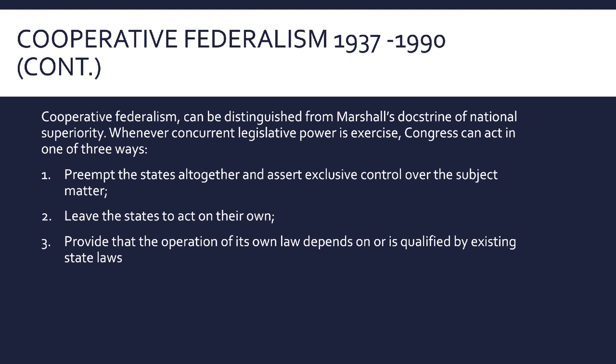And continuing on to cooperative federalism, it can also be distinguished from Marshall's doctrine of national superiority. Whenever concurrent legislative power is exercised, Congress can act in one of three ways. 1. Preempt the states altogether and assert exclusive control over the subject matter. 2. Leave the states to act on their own. Or 3. Provide that the operation of its own law depends on or is qualified by existing state laws.